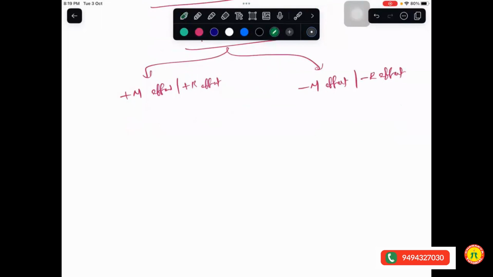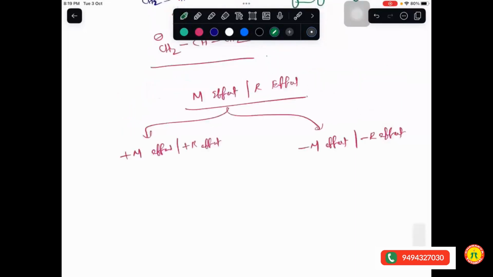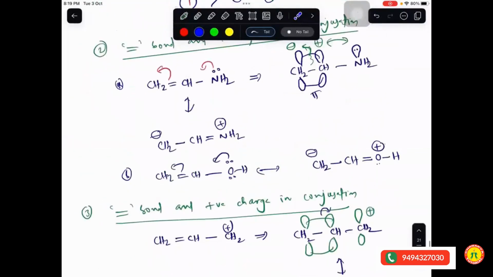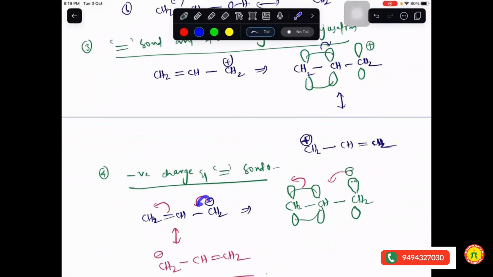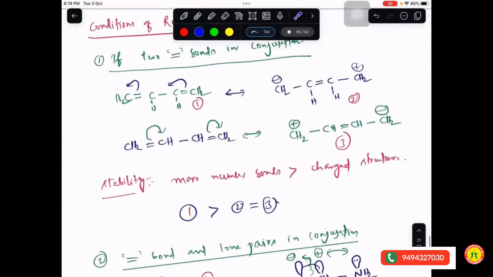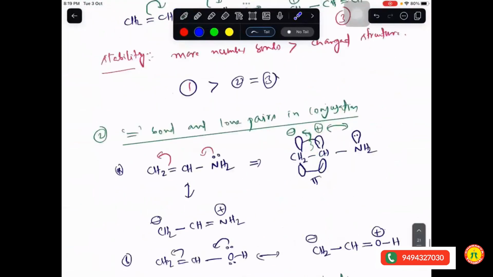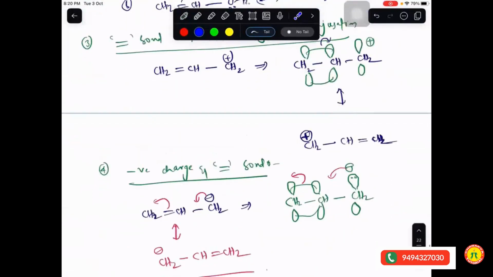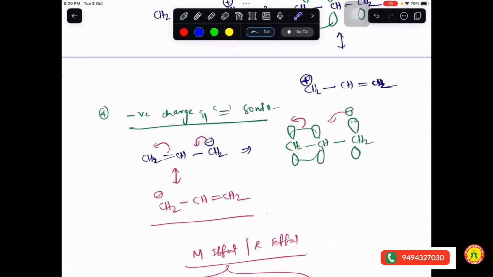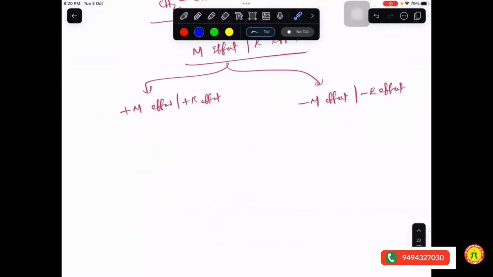See, plus M is nothing but donating the electron pair. Observe all these things carefully. Something is donating an electron pair. This is also donating electron density, the negative charge also. Next, if you see the double bond, it is also donating electron density to this carbon. This lone pair is donating to this carbon. This is also donating to this one. Like this, the negative charge is donating. All these are donating electron pairs. Minus charge is nothing but an electron pair, two electrons. Everything is donating the electron pair to some other atoms. Whenever anything donates the electron pair, that is called the plus M effect, okay?